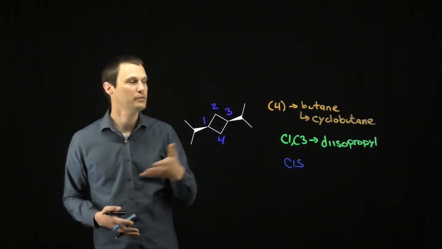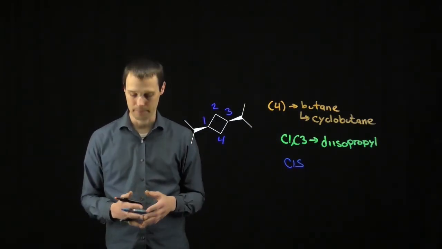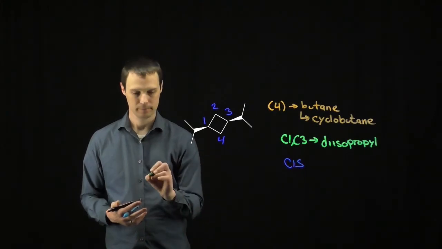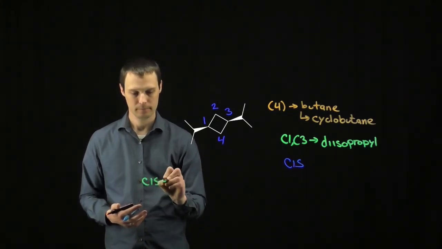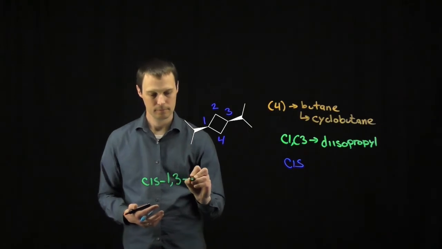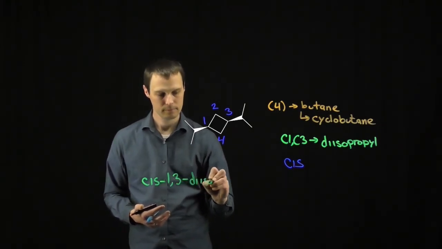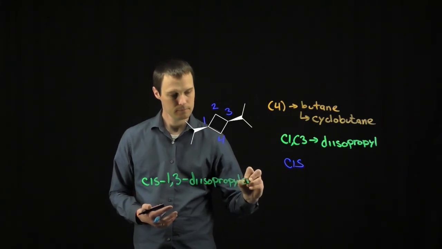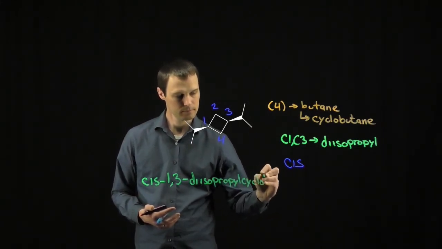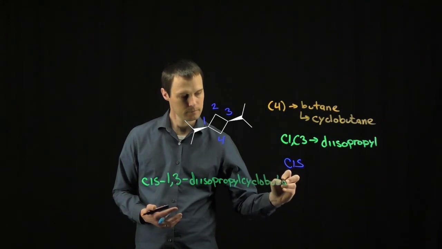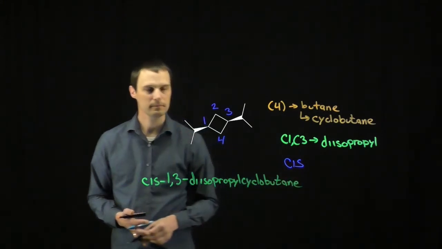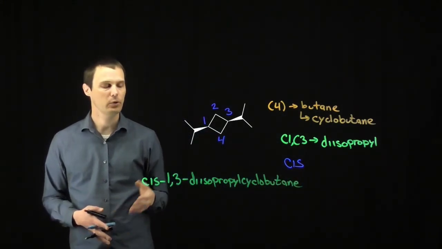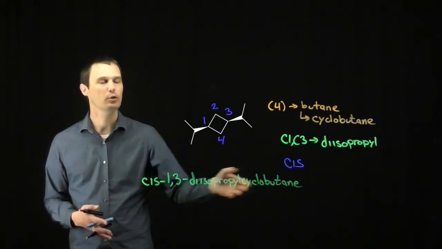We can now take all this information and combine it into the IUPAC name. The IUPAC name for this molecule is cis-1,3-diisopropylcyclobutane.